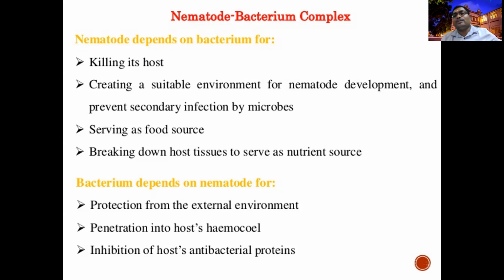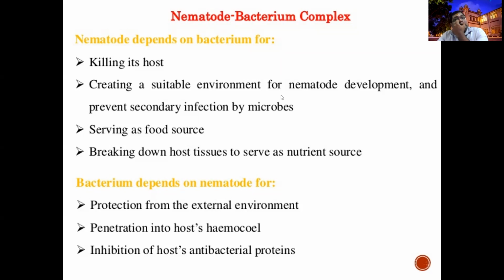Nematode cannot kill. Nematode can only penetrate and go into the hemocoel. To kill its host, it needs bacteria. Bacterial toxin can kill the host, creating a suitable environment for nematode development and preventing secondary infection by other microbes. Because the bacteria produce toxins, secondary microbes will not grow, and it also gains a suitable environment for nematode development.